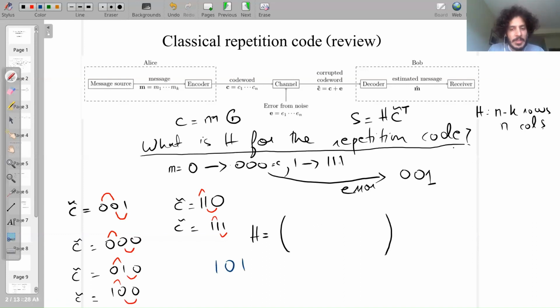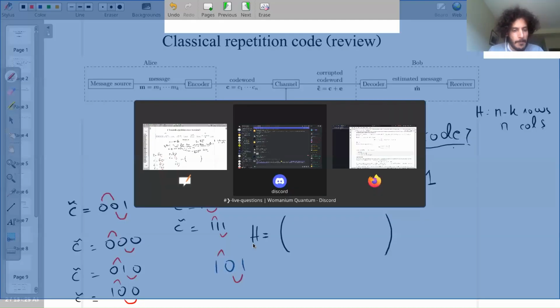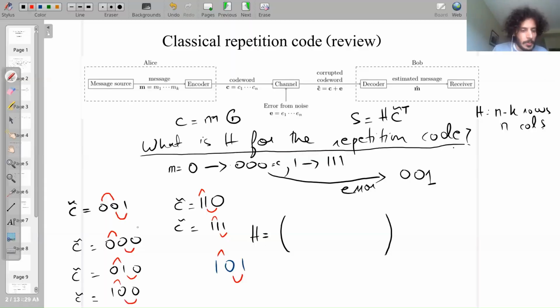So if Alice, for example, sent 111 and what Bob received was 101, then you can see that comparing the first and the second guy, second and the third guy, tells you that it's the middle guy which is different, and the first and the third guy must be the same, right? So we can keep going down this list. This is the converse of this case: if the first two guys are different and the second and third guy are different, then that tells you that it's the first guy which has an error.